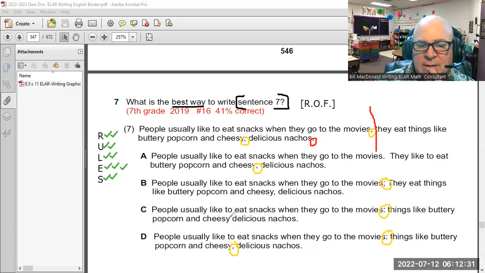This one doesn't have the comma. And whenever you're describing two things in a row like that, you do need the comma. So I'm already going to eliminate that from my answer choices because I happen to catch that. There's the cheesy, comma, delicious nachos.